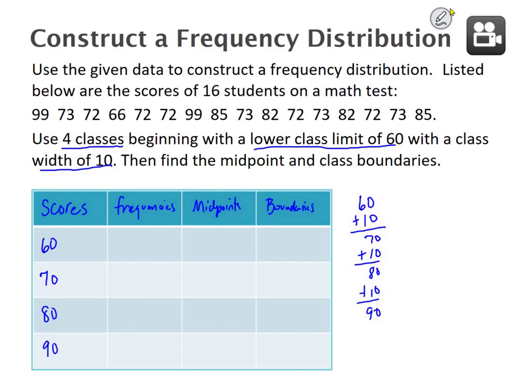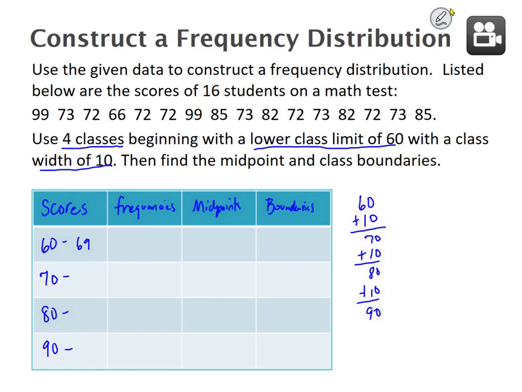It's a little counterintuitive to do all your lower limits first, but that makes it really easy to go back and find the upper limits. 60 to what? 70 to what? 80 to what? 90 to what? And that just takes the common sense of saying, well, if the next class starts at 70, then the first class must end at 69.